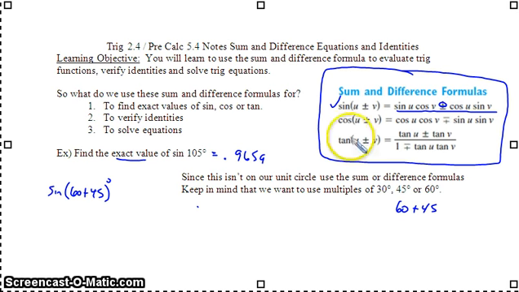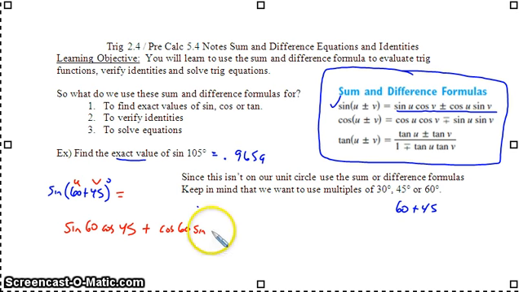So I'm going to set it up like this. If this is sine of 60 plus 45, that means my u value is 60 and my v is 45. Now I just plug in 60 and 45 for these u's and v's. This would be equal to the sine of u times the cosine of v. Then I have to use the plus, because I'm using the top formula. Then the cosine of u, which is 60, times the sine of v, which is 45.